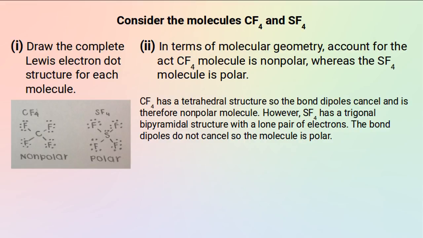S also has another electron pair because S can break the octet rule and can have more than 8 valence electrons, so it has the 4 shared bonds and the 2 lone pairs of electrons.